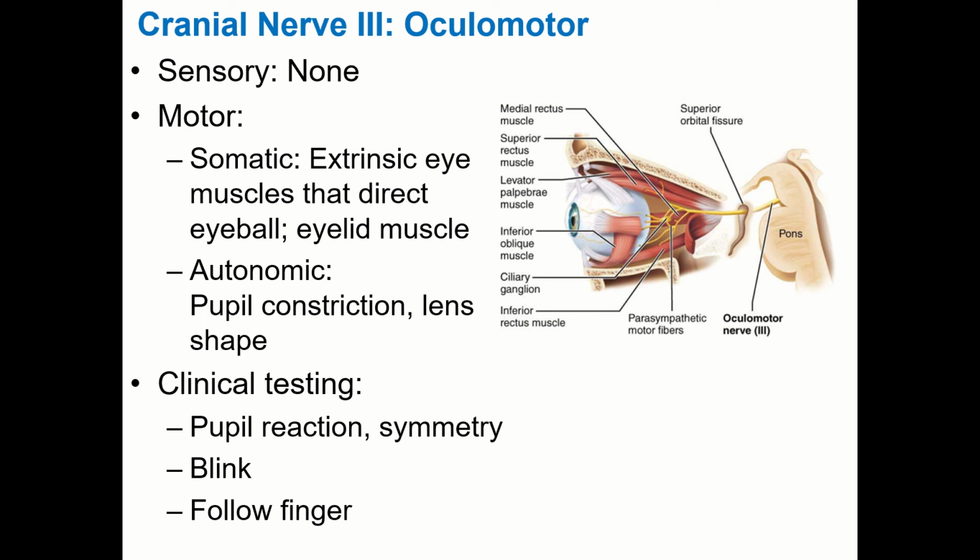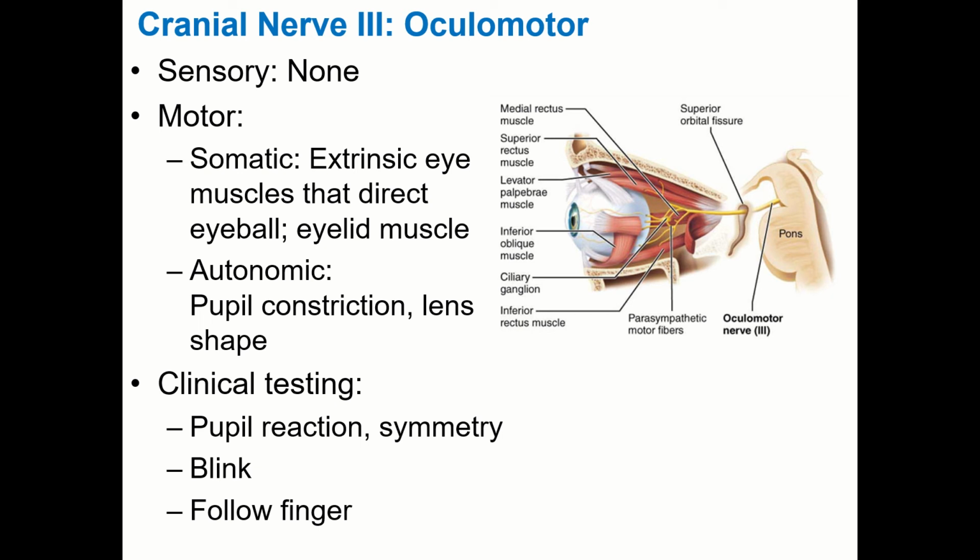So whenever you are looking up or down or left or right, etc., this controls most of the muscles responsible for doing that. In addition to that, so that's the somatic function, because obviously I can think about and voluntarily look up or look down, etc. So that's somatic function, as opposed to autonomic.